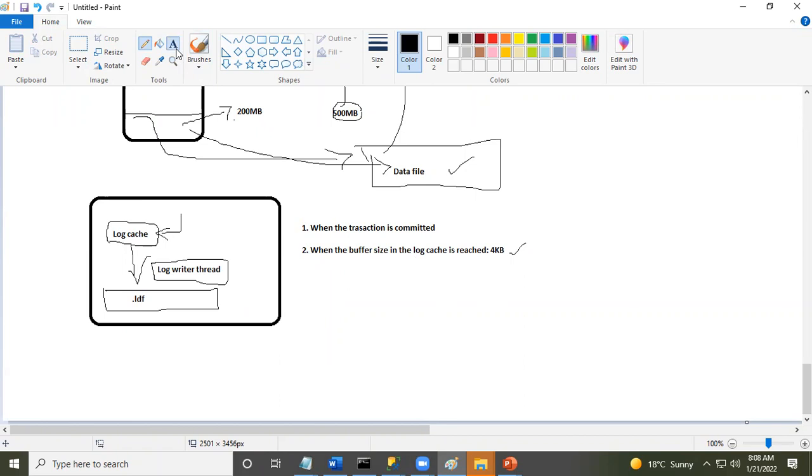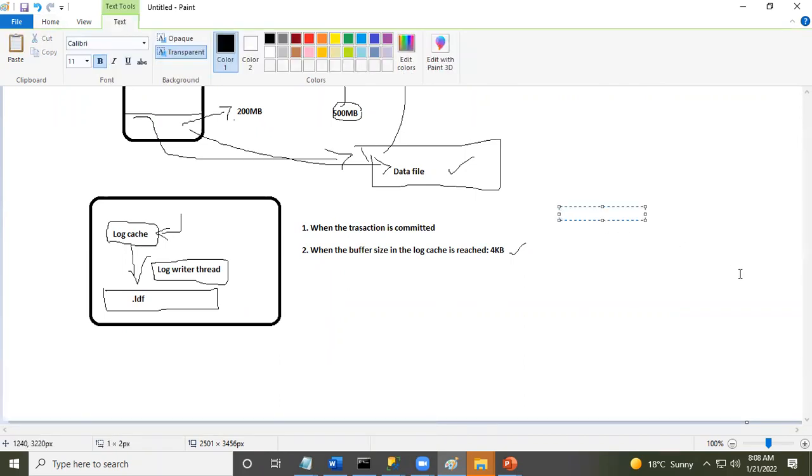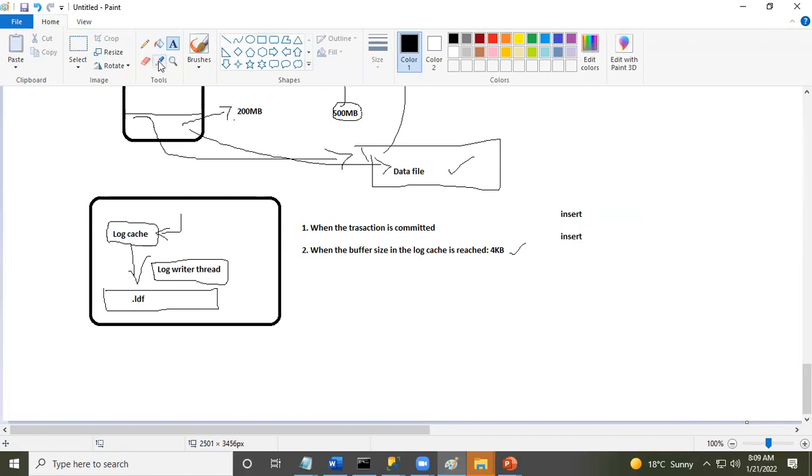Let's take a scenario with small transactions that are frequently committed. For example, you are doing huge numbers of inserts, and each one is committed immediately. What will happen? It keeps on writing into the transaction log file as soon as each transaction is committed, so the log file is very busy.